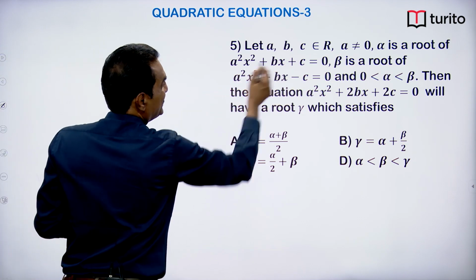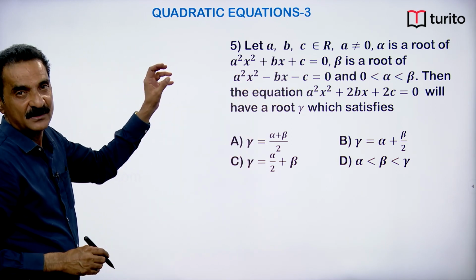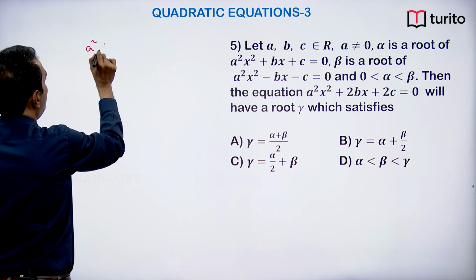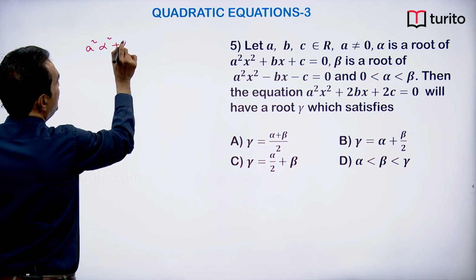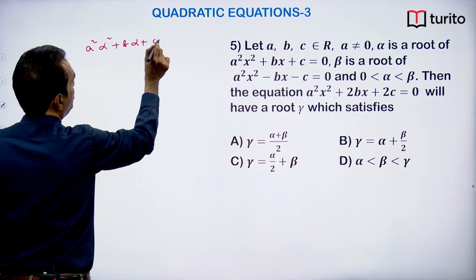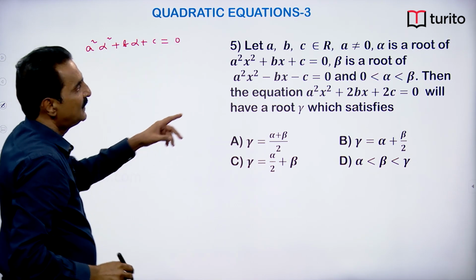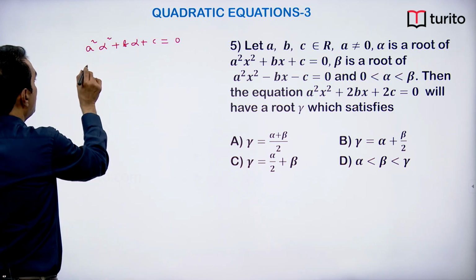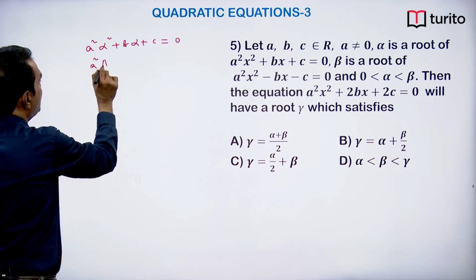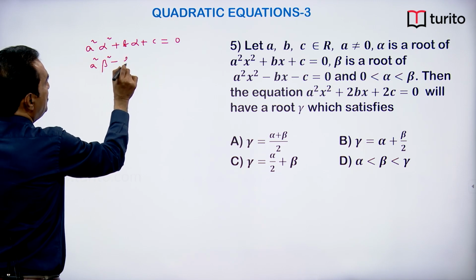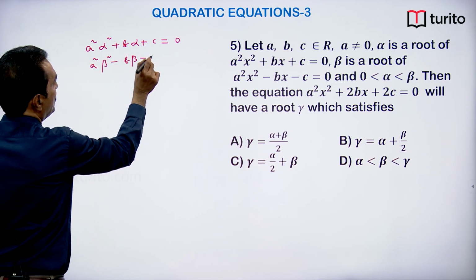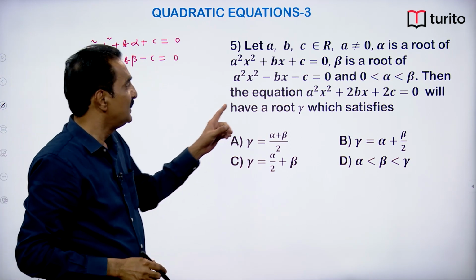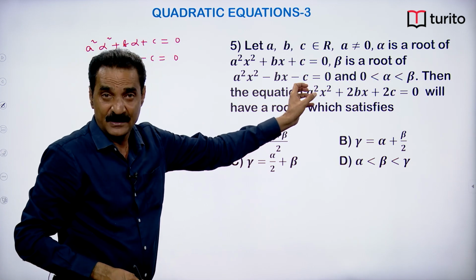Alpha is a root of the first equation. So, you can substitute alpha in the first equation, it will be satisfied: a square alpha square plus b alpha plus c is equal to 0. Beta is a root of the second equation. So, substitute beta: a square beta square minus b beta minus c is equal to 0. This is the given condition. Now, this equation has a root gamma.